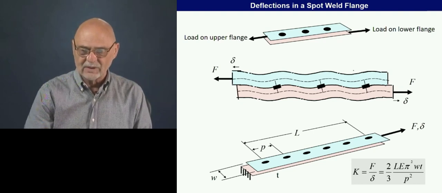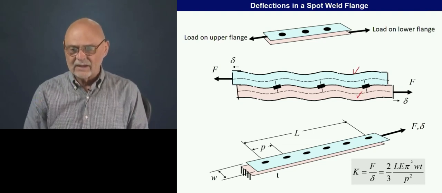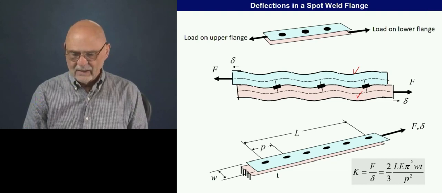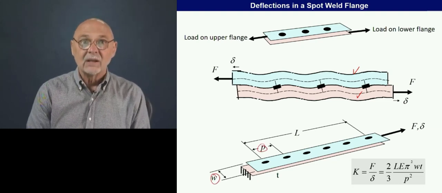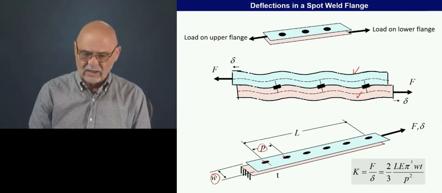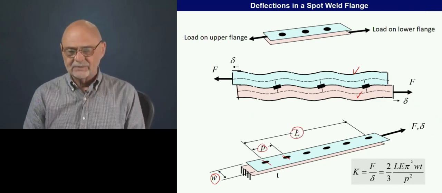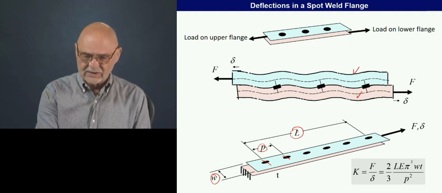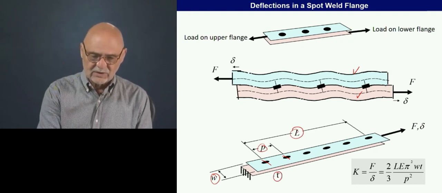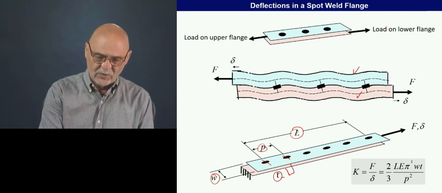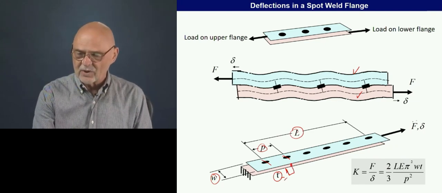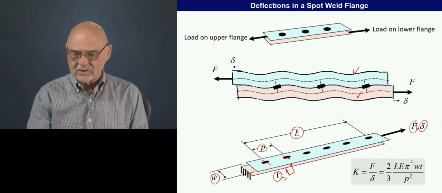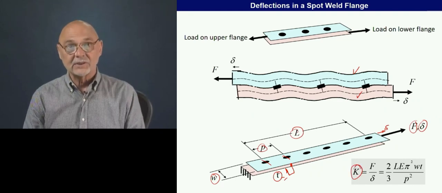What if we know the properties of the two pieces of metal that we're welding together, and we know some of the dimensions, like the width of the flange, what's the pitch of the spot welds, the distance between them, and then just how long is the flange, the thickness of this. And we're assuming that the thickness in this case is the same for both upper and lower. And then what we want to do is relate the force to the amount of deformation in this direction, and express that as a stiffness.